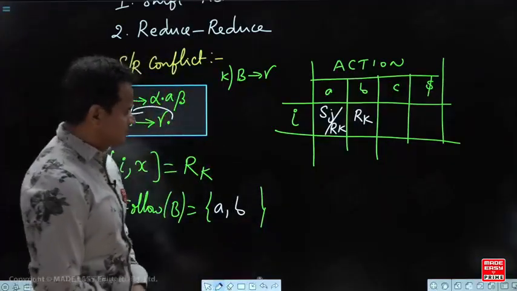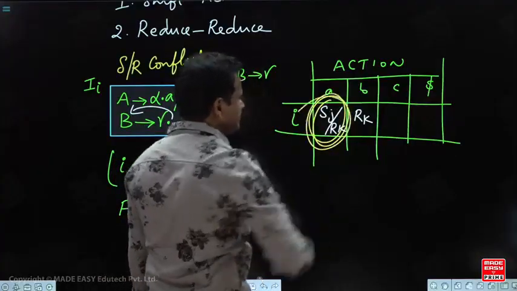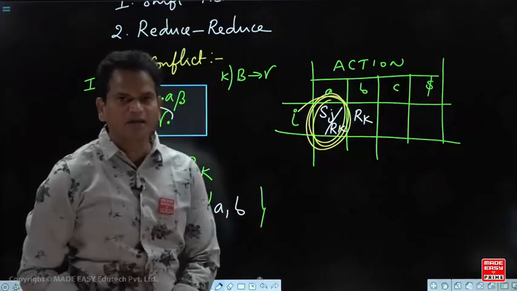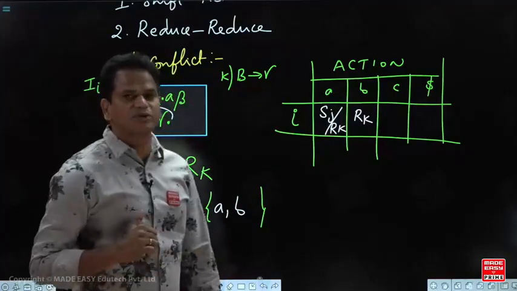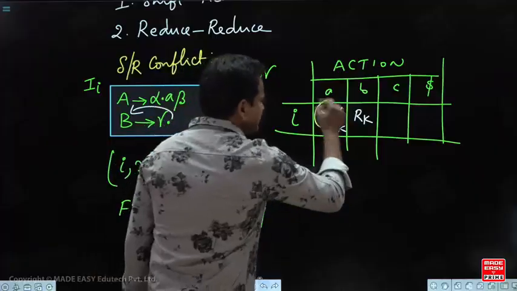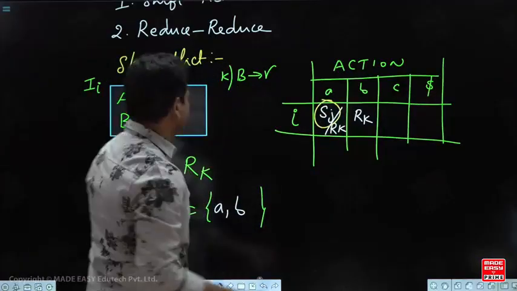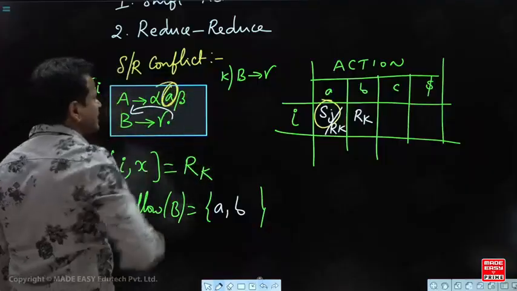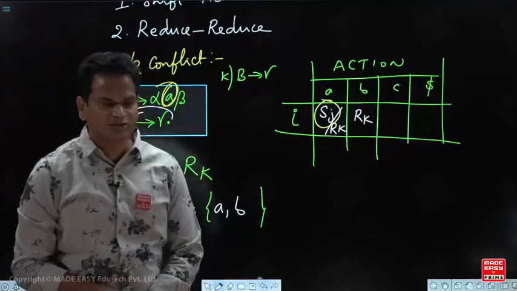Now look at this table. Did we get the shift and reduce in the same box? Yes, we have the shift and also we have the reduce. Now my question is, why did we write the shift under the a column? Why did we write the shift under the a column? Because it is a shift symbol a. That is the reason I wrote the shift under the a column.